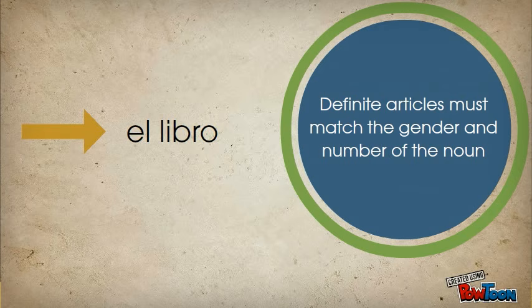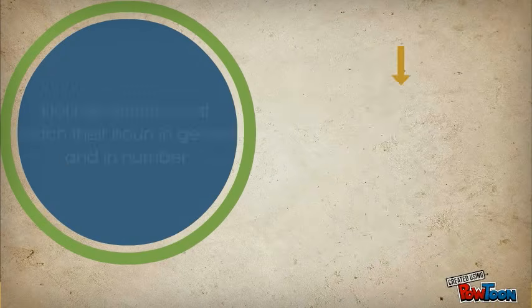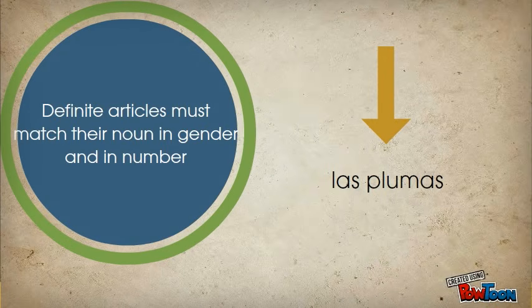We have to use el with libro because libro is a masculine singular noun. And so you have to use the masculine singular version of the, which is el. If you look down at las plumas, we have to use las with plumas because plumas is a feminine and plural noun. So we have to use the feminine and plural version of the, which is las.